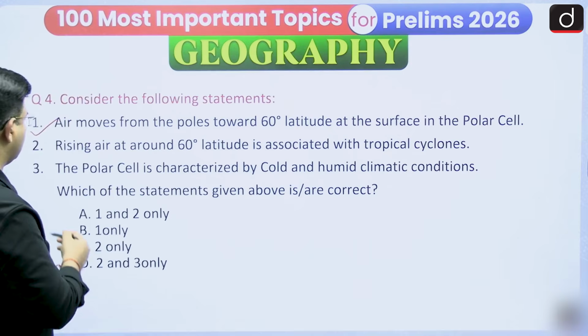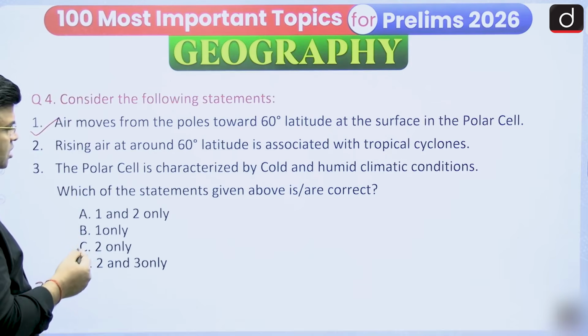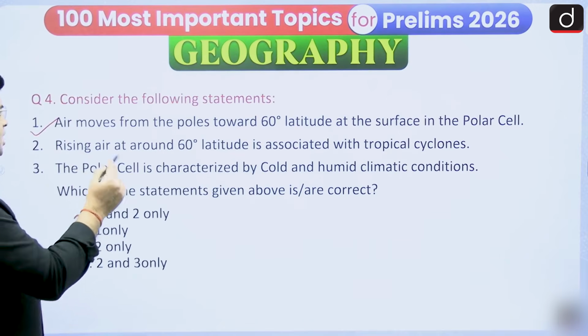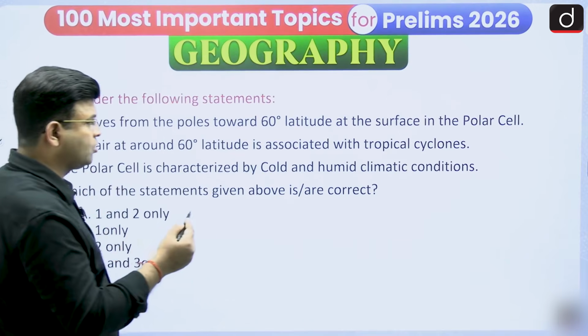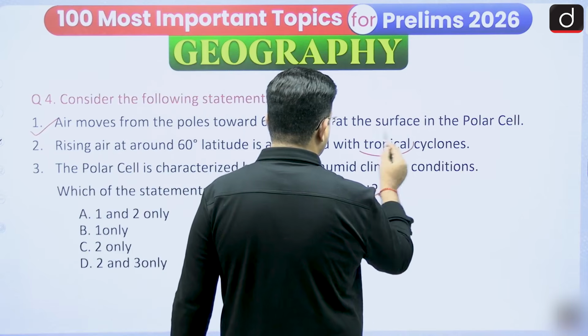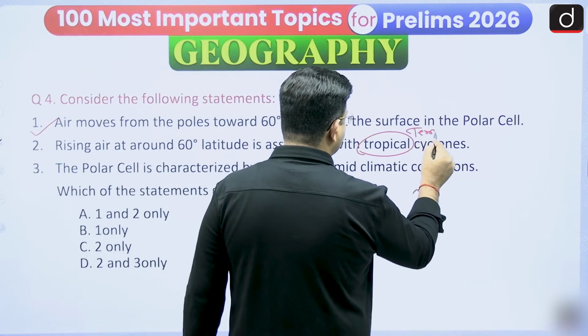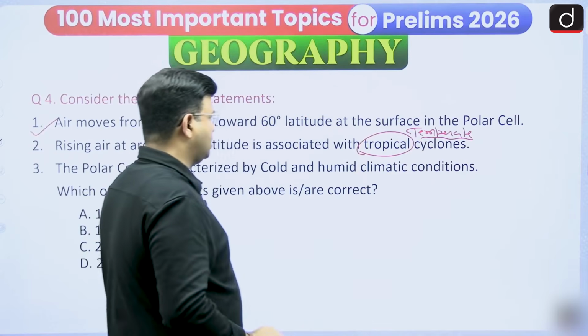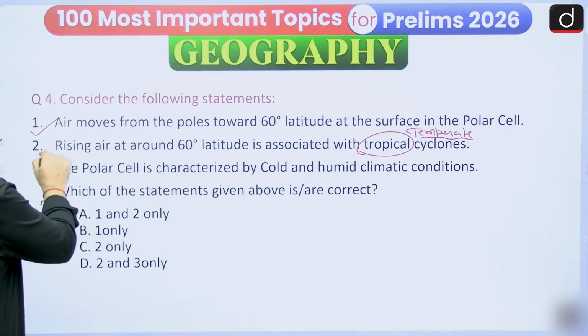This statement is correct. Rising air at around 60-degree latitude is associated with the tropical cyclone. So rising air at 60 degrees is the formation of not a tropical cyclone here, but a temperate cyclone, you can say temperate or extratropical cyclone. So on the basis of that, this is a wrong one.